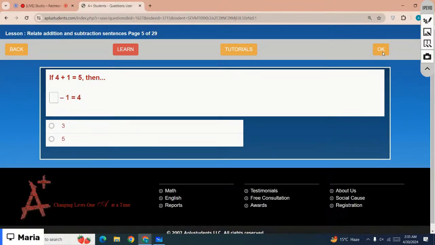Okay, the next one is if 4 plus 1 equals 5, then what number minus 1 equals 4? Yes, that is 5 take away 1 equals 4.